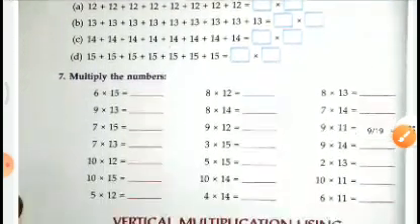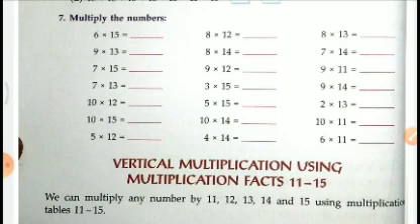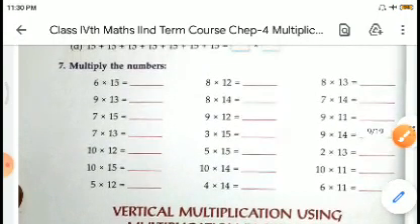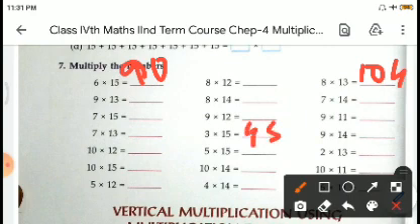Right? Now we need to multiply the numbers. Simple multiplication. 6 into 15 is how much? It is 90. We all know it is 90. Okay, 8 into 13. 8 threes are 24, and 8 more makes 104. 3 into 15 is 45. You can do it in your rough, or you can do it straight away.